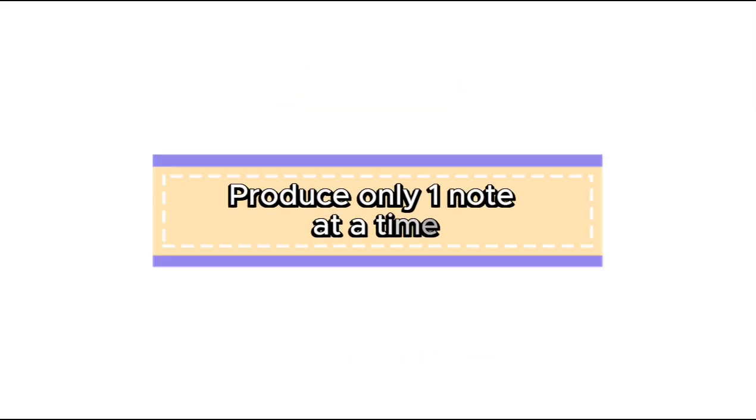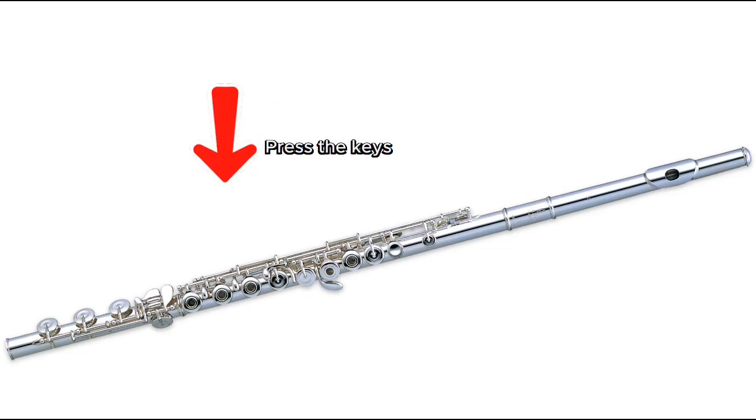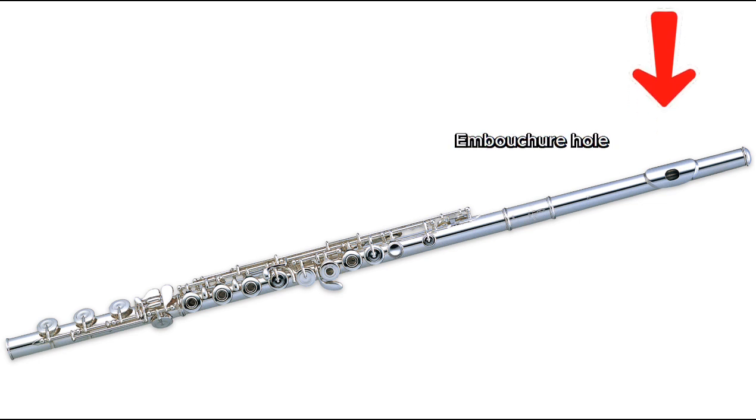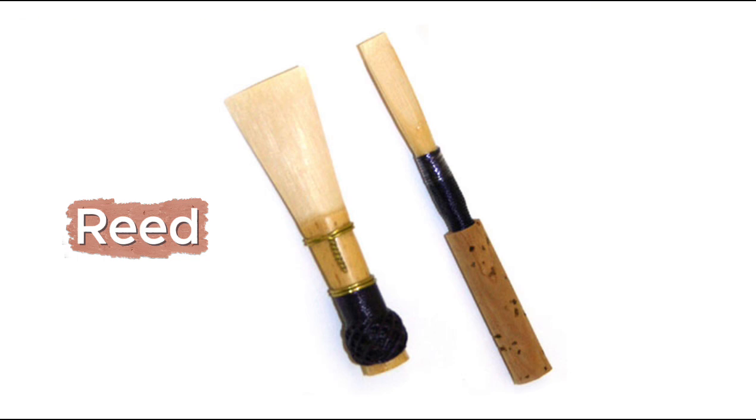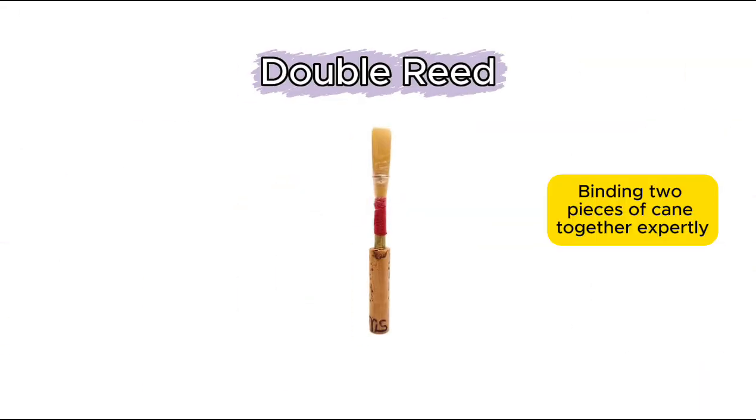They can produce only one note at a time. Players blow into the instrument and press the keys to produce different pitches. Flute has an embouchure hole directly on the instrument, but the other woodwind instruments use a reed. It is made out of cane and is divided into single reed and double reed. Single reed is just a single piece of cane, whereas double reed requires binding two pieces of cane together expertly.